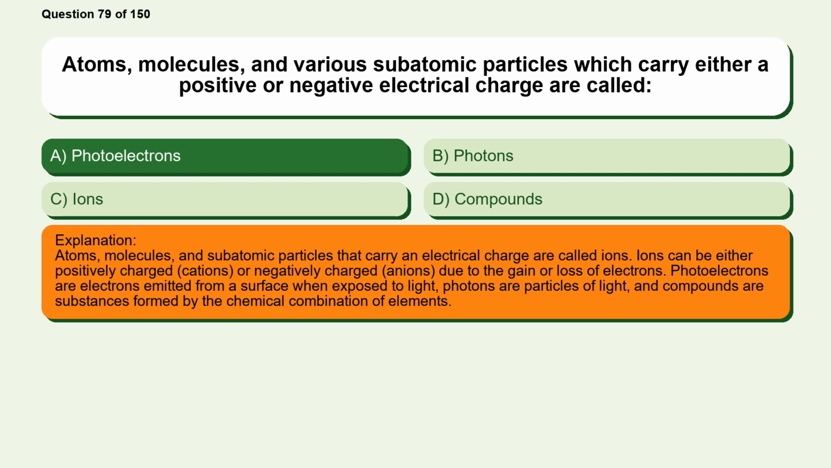Atoms, molecules, and subatomic particles that carry an electrical charge are called ions. Ions can be either positively charged, cations, or negatively charged, anions, due to the gain or loss of electrons. Photoelectrons are electrons emitted from a surface when exposed to light, photons are particles of light, and compounds are substances formed by the chemical combination of elements.